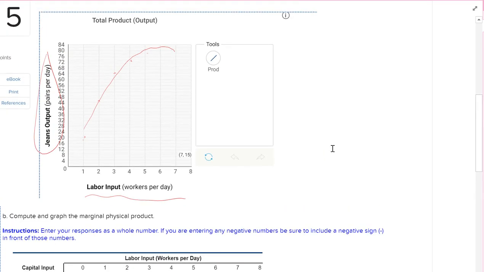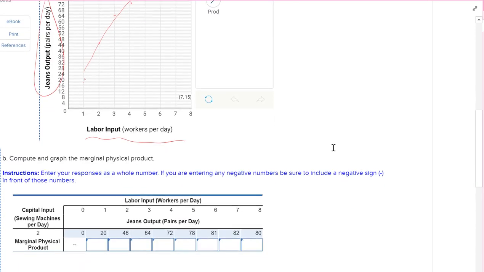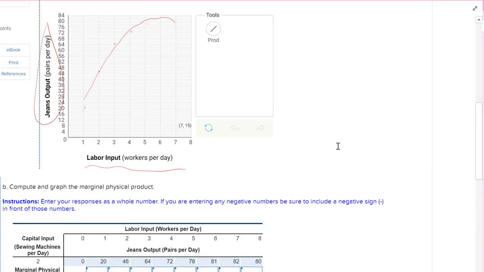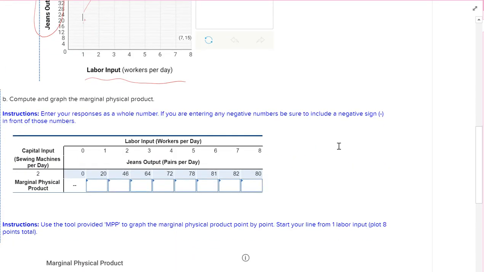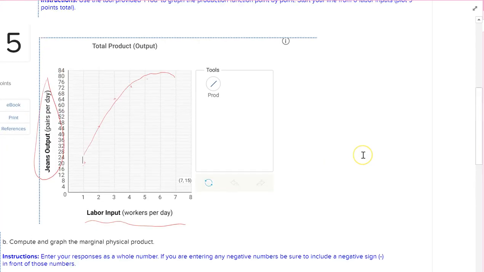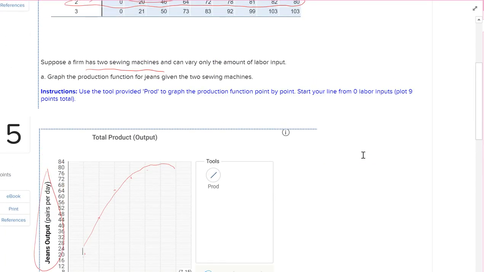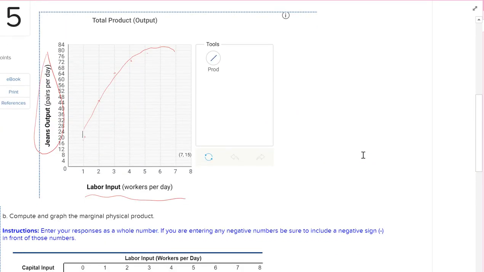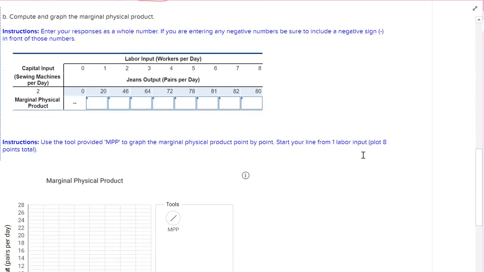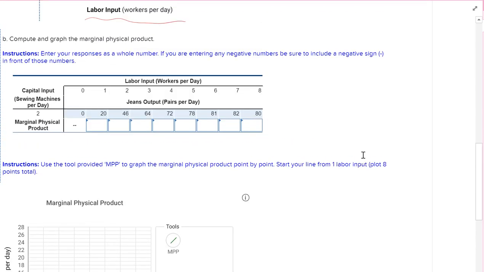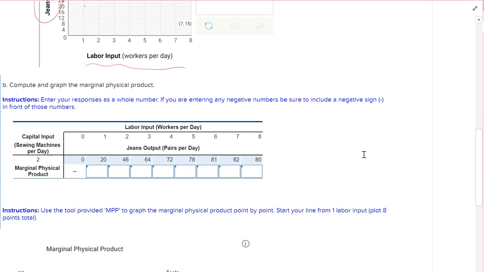What does this total production or this production function tell us about marginal product? Because remember, this is all about that marginal decision making. So total product is a portion of what we need to know, but really we're looking for what each additional employee brings us in productivity. So for B, we're going to compute and graph the marginal physical product. So we've graphed in part A the production function, and now we're going to graph the marginal, and we're going to pull out that information.